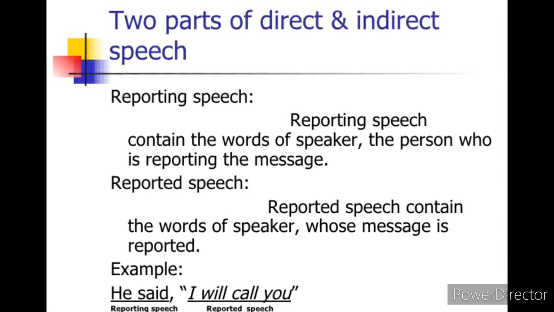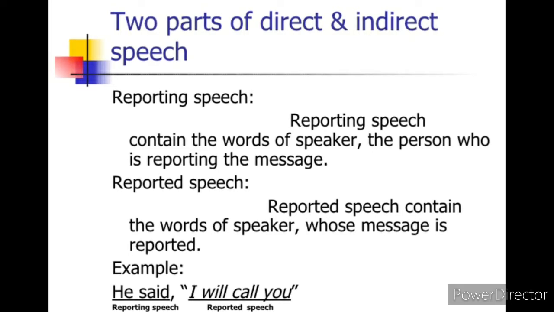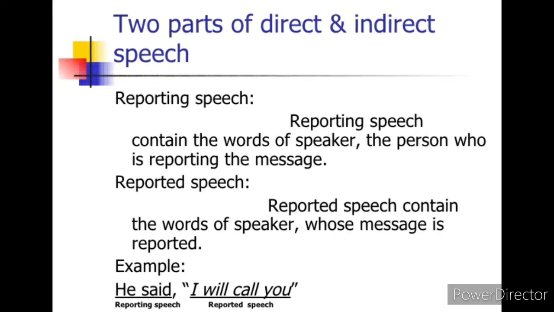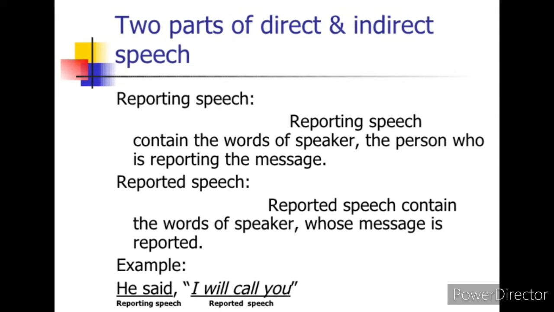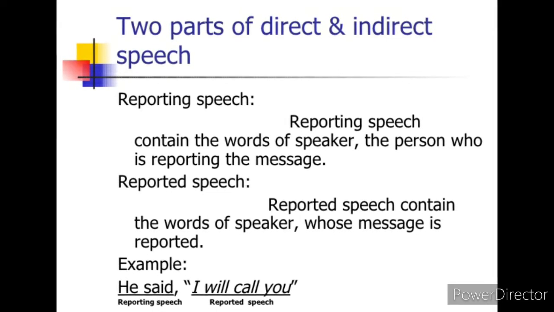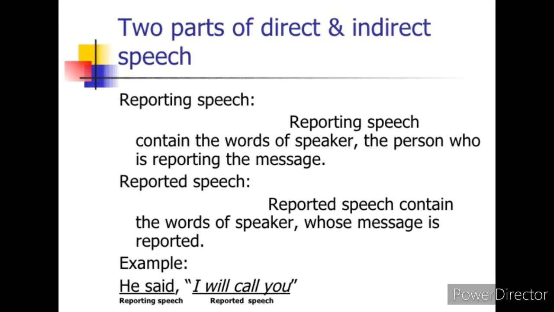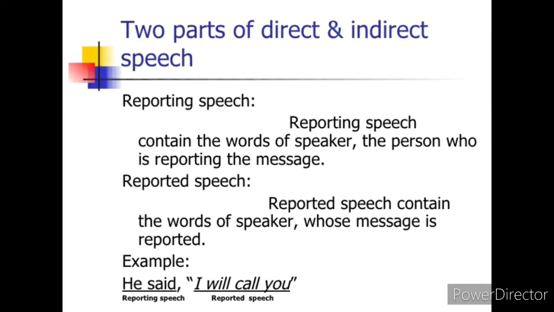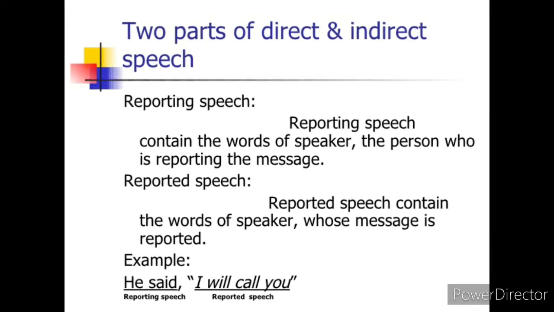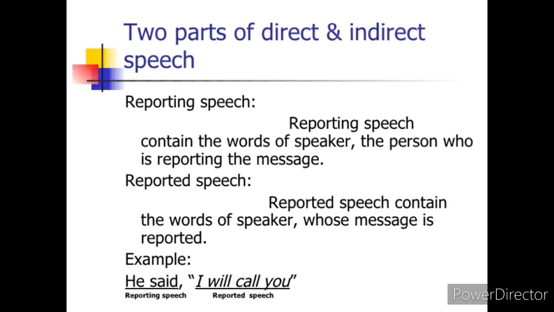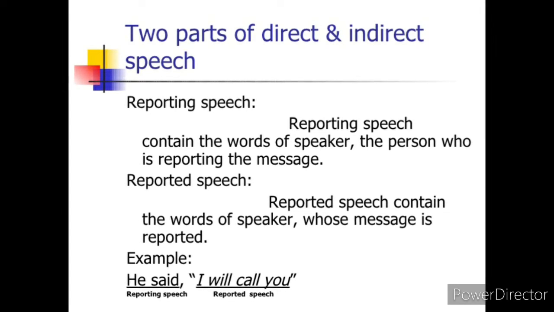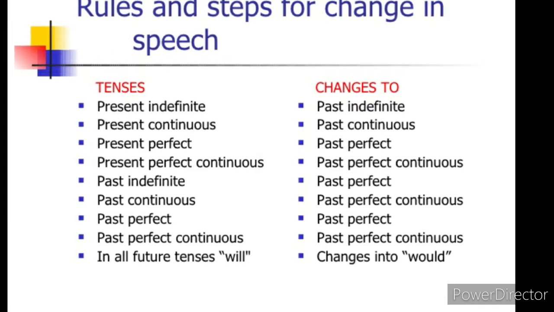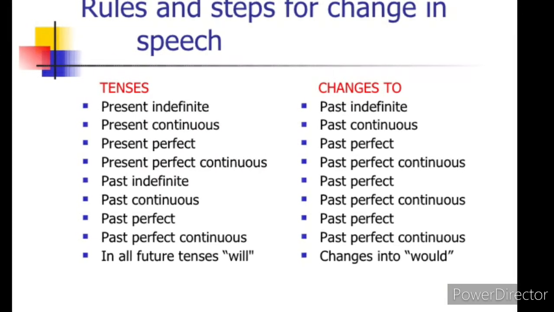Dear students, there are two parts of direct and indirect speech. First, the reporting speech or reporting verb. The reporting speech or reporting verb contains the words of the speaker, the person who is reporting the message. Reported speech contains the words of the speaker whose message is reported. For example, he said, "I will call you." "He said" is called the reporting verb. "I will call you" is called the reported speech.